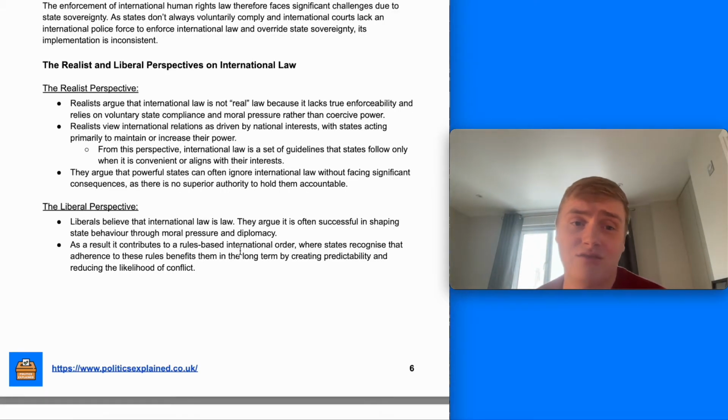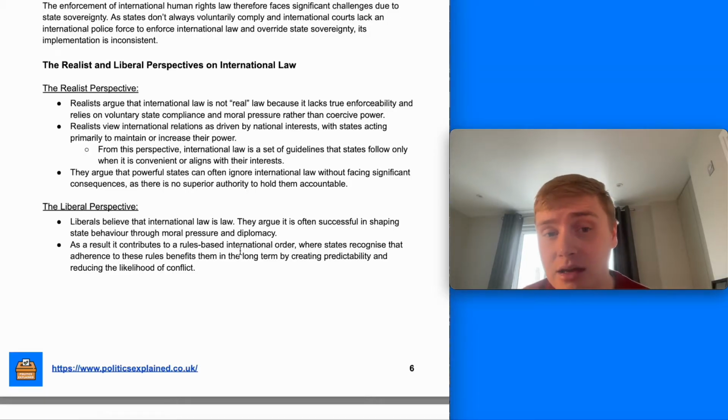They view international relations as driven by national interests, with states acting primarily to increase their power, and therefore international law is only followed by states if it's convenient and aligned with their interests. And they crucially argue that powerful states in particular can often ignore international law without facing significant consequences, as there's no superior authority to hold them accountable.